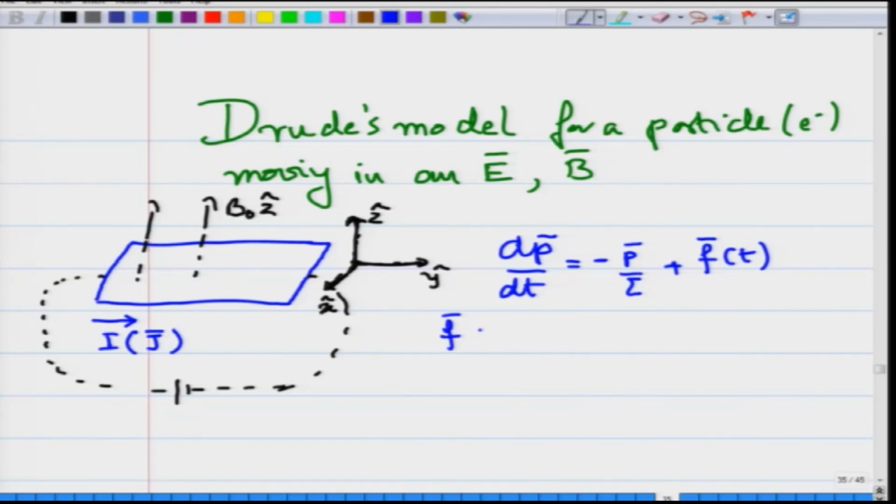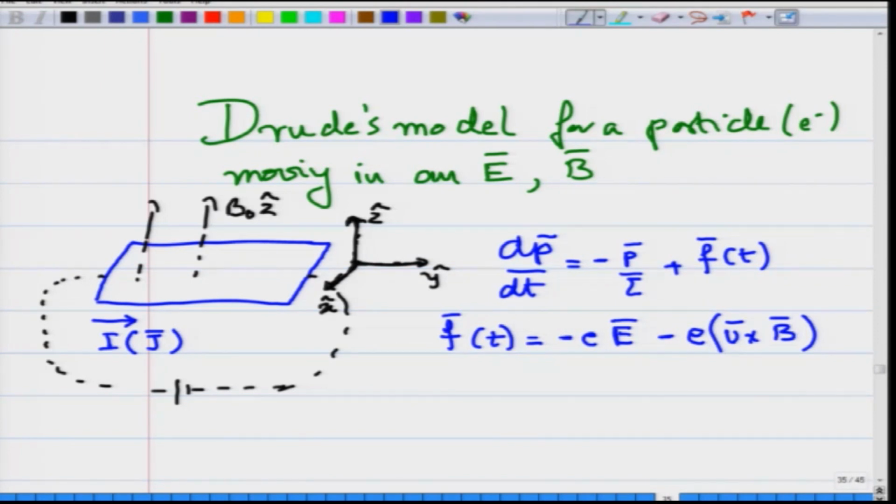So, let us write down the force which is experienced by the electron. The force experienced by the electron will be minus e times the electric field, and there is an additional term now. Earlier when we had looked at only the electric field, there was just the E which was present. Now we have a B, and so what is the other force which will come in? That will be the Lorentz force, which is minus e v bar cross B bar.